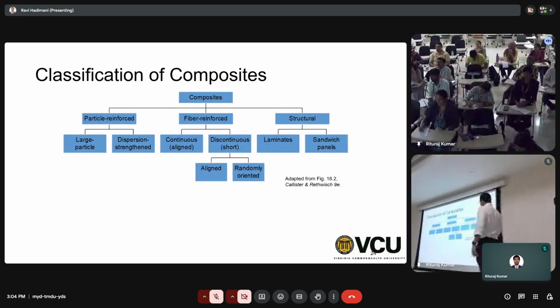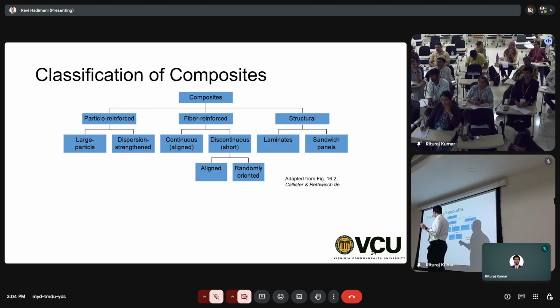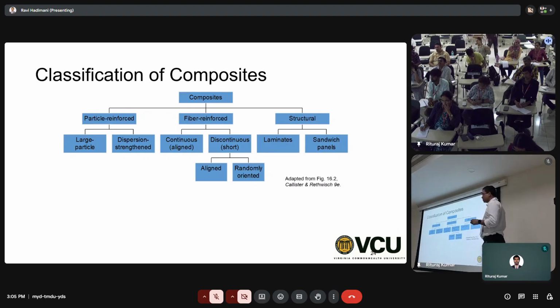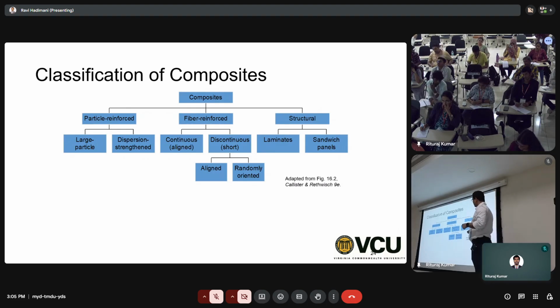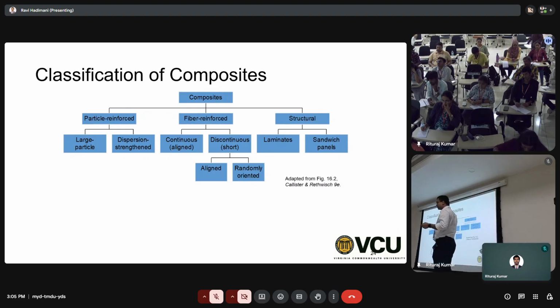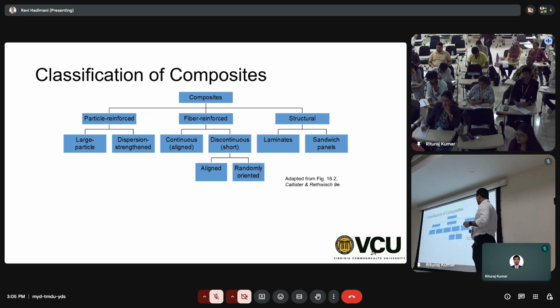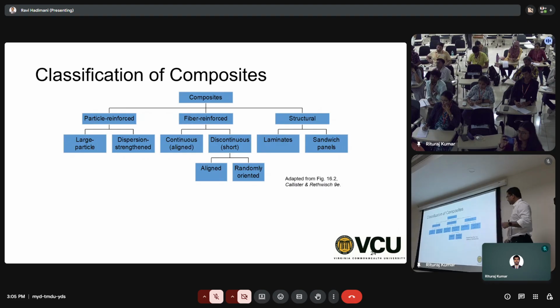And here are different types of composites, depending on what your dispersed media is. If your dispersed media is particles, it's particle reinforced. If it is fiber, it's fiber reinforced. And you can have structural dispersed media as well, like laminates, sandwich panels, honeycomb structures. These are all structural composite materials. Within particles, you have large particles and small particles. In fiber, you have continuous and discontinuous, and within discontinuous, you can have aligned and randomly oriented.